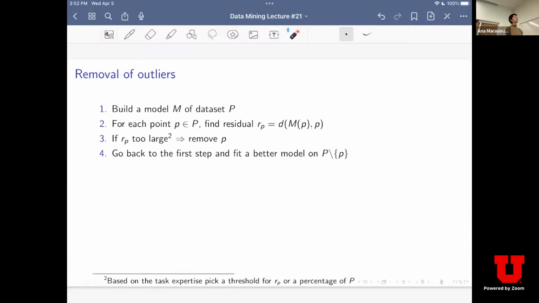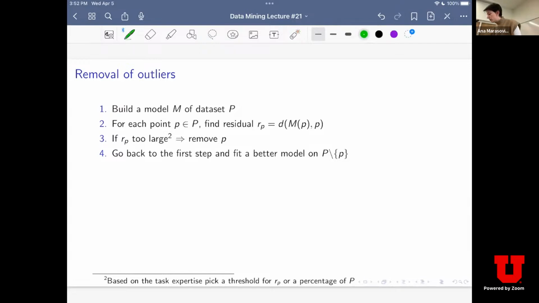So, remove outliers. This is the simplest procedure you could do. You will build some kind of model of your data. You will find some kind of representation. And then let's put it in terms of regression. You have your data and now you found the regression model that approximates how your dependent variable depends on independent variables.